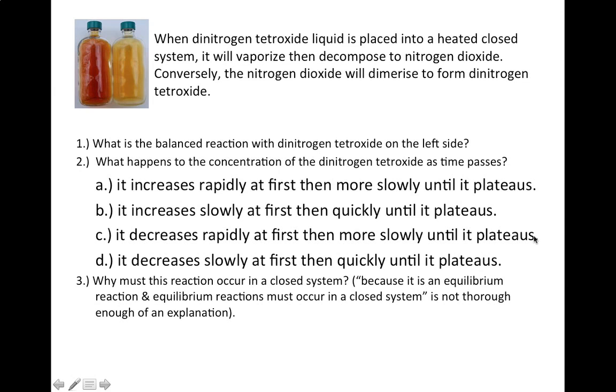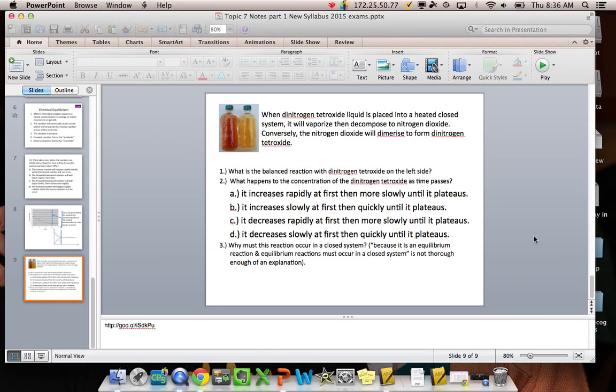And why does this have to occur in a closed system? It's because it's forming a gas, where they are all gases, and the gases could be going out into the atmosphere, and we wouldn't have those things able to react to form more of the reactants anymore. And we also don't want to change the temperature because it says that it needed to be heated to start with. So we're going to have to keep that consistent as well so that we don't change the rate at which they are changing.